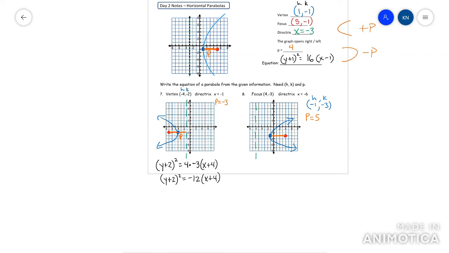So I'm ready to write my equation. Starts out y minus k squared, so that's y plus 3 squared, equals 4 times p, so 4 times 5 is 20, x minus h.